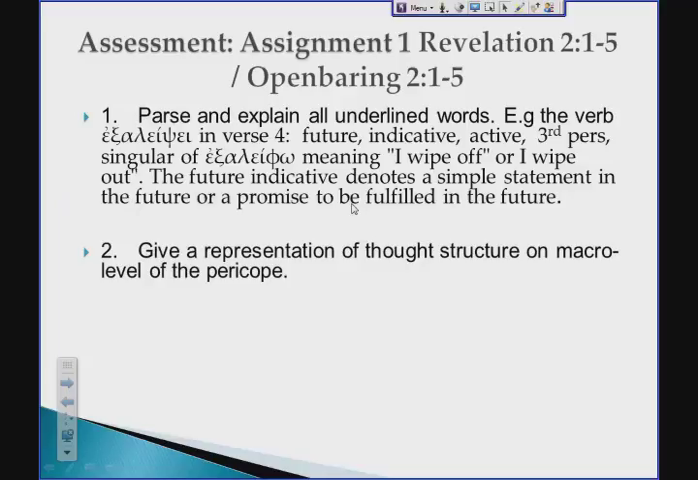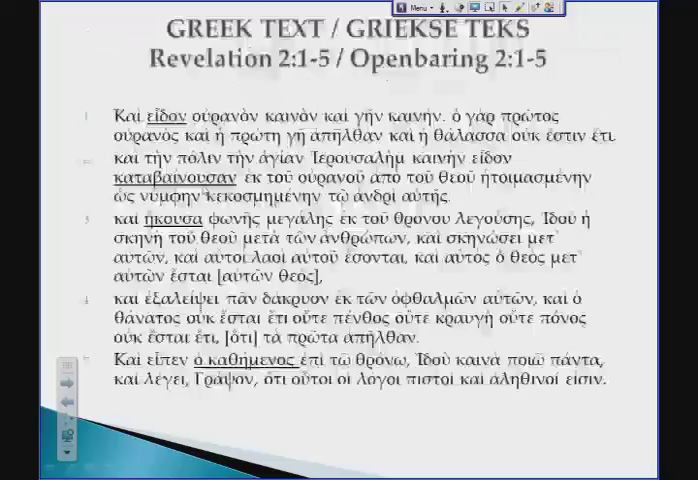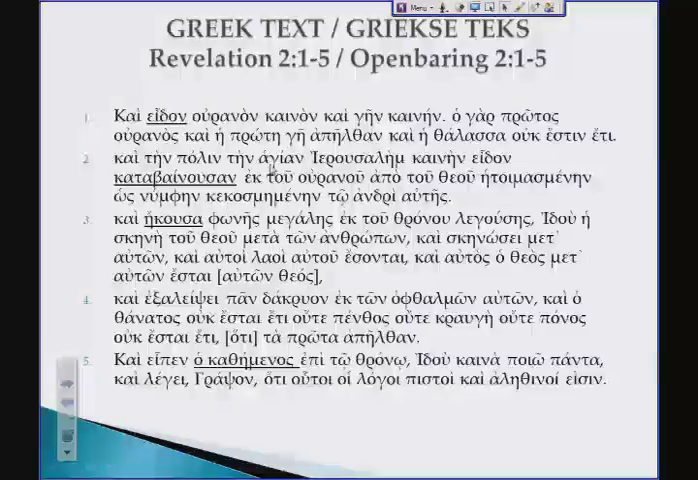And secondly, what we did last week, you will go and do a representation of a thought structure on micro level of this whole pericope. Put it first in English or Afrikaans, but then note all those genre markers, whether it is a reason or a purpose or whatever it may be. I want to see that appearing in your microstructure.